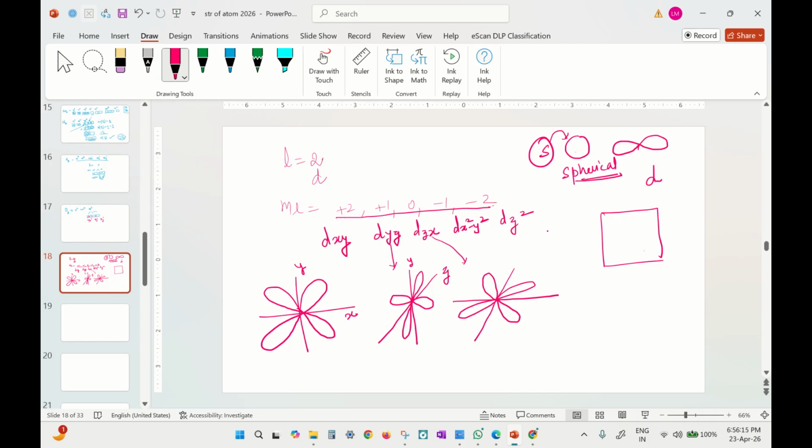What did I say? Did I not say ML values are orientations or orbitals or space? Nobody will use this term in the book, but they are actually the regions where the probability of finding the electron is maximum. So they are spaces, and spaces must be 3-dimensional. What we are drawing is only a 2-dimensional picture. Fine.